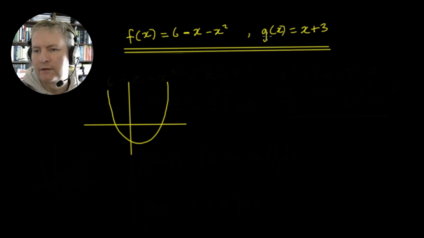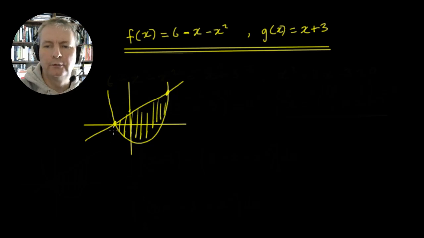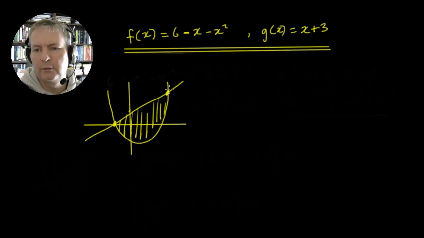And then we're going to have this function here, g of x equals x plus 3. So that's g of x equals x, and plus 3 cuts through some point up here. So we're going to have a line that comes like this. And we're going to have a crossover here, and some crossover here. We're going to be looking for the area between these two curves. But in order to do that, we're going to have to find where the crossover points are. So let's do that next.